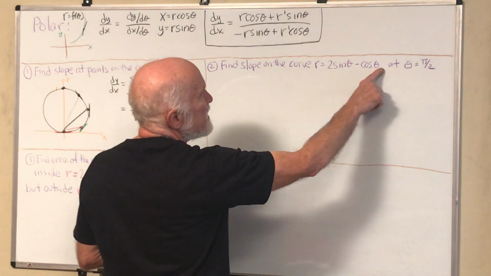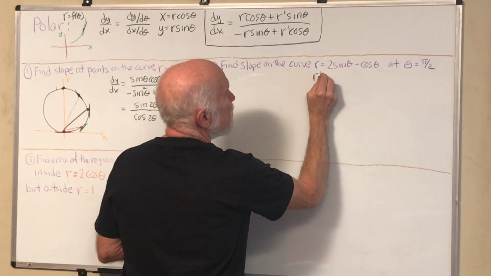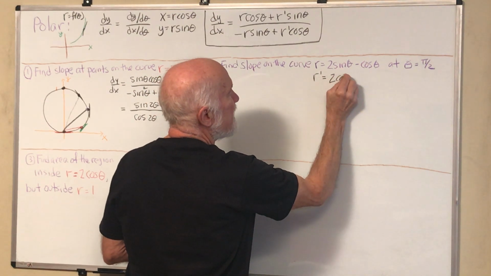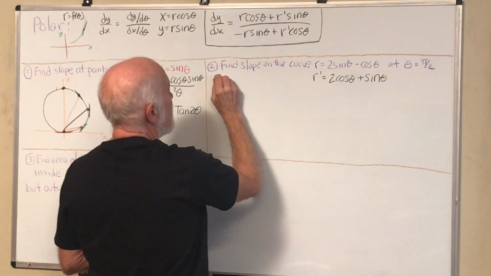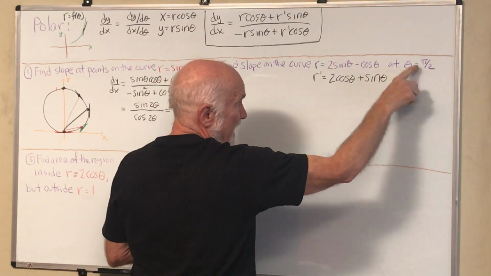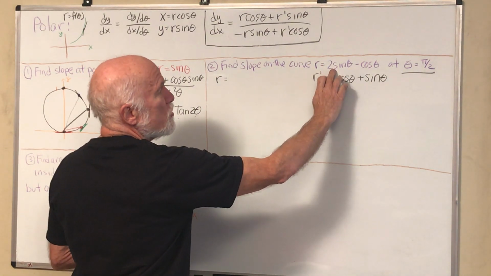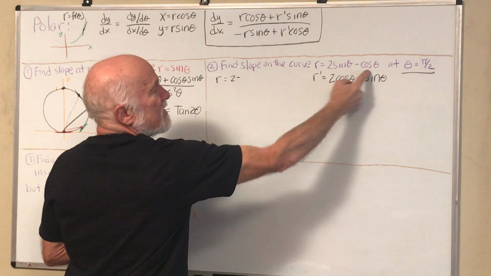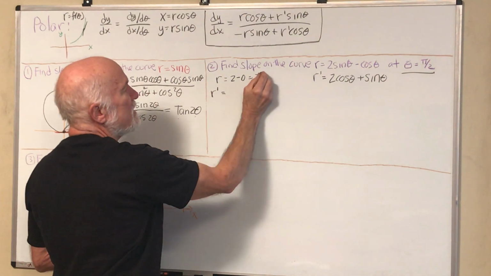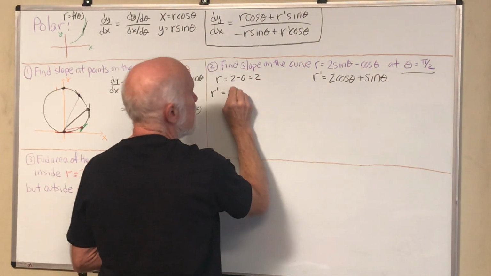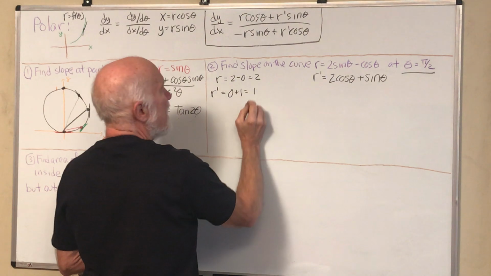Let's try one on a curve that we don't know. Well, the two things we need here are r and r prime. So r prime is 2 cosine of theta minus a minus the sine of theta. We only have to do it at one angle this time, so we can just figure out what r is at pi over 2. It's 2 sine of pi over 2 minus the cosine of pi over 2. So r is 2, and r prime is 2 cosine of pi over 2 plus the sine of pi over 2, which is 1.